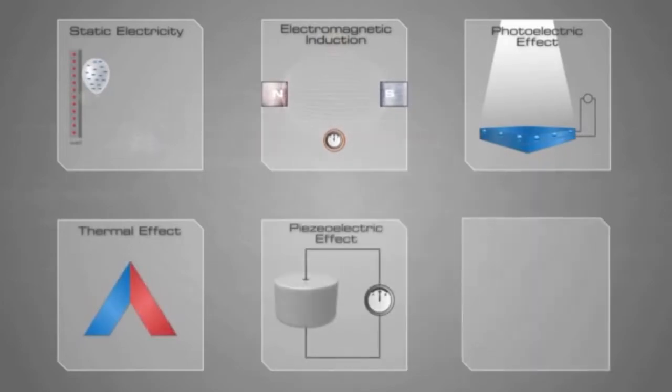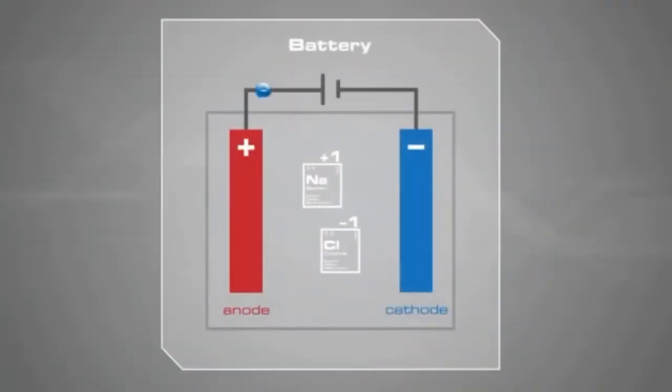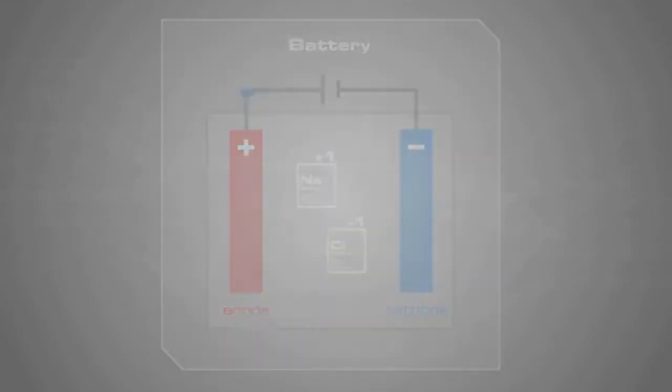There are 7 fundamental forms of electricity generation. All of these forms of electricity generation create an electromotive force, or EMF. One of the most commonly used forms of electricity generation is the electrochemical reaction, better known as a battery.